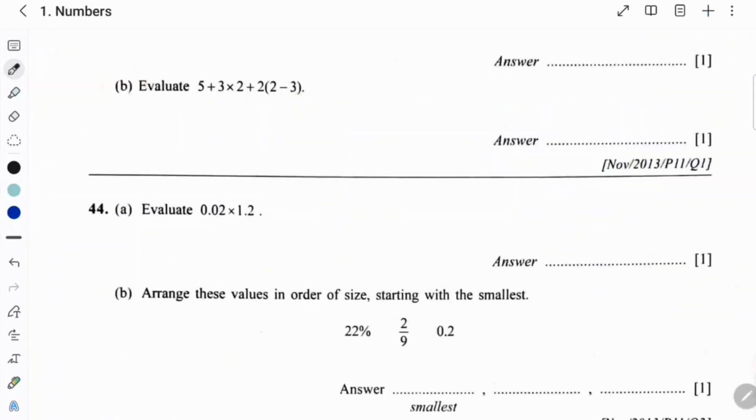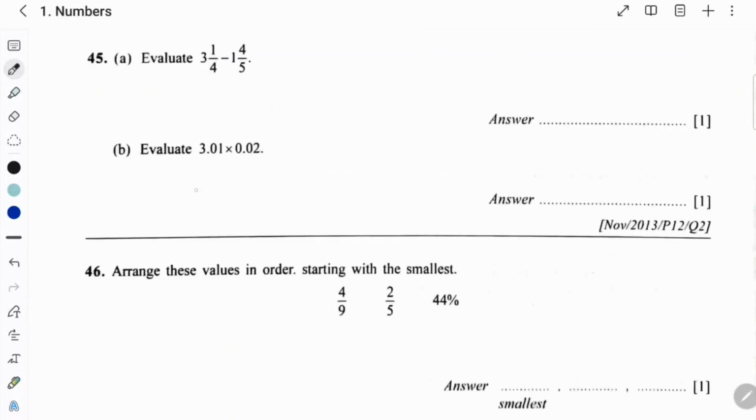Look at this part, 44A. 0.02 multiplied by 1.2, so 2 and 12. Whenever we do the multiplication, it becomes 24. Count the number of decimal places. There are 2 and it is 1. So we'll have to put 1 extra 0 to make it 3 decimal places. 0.024 is the answer.